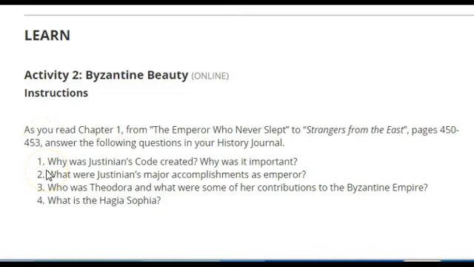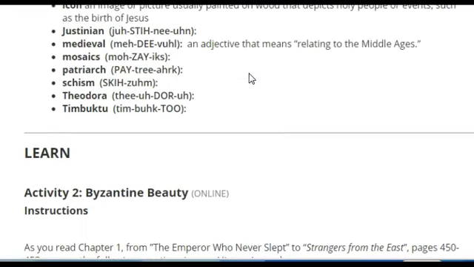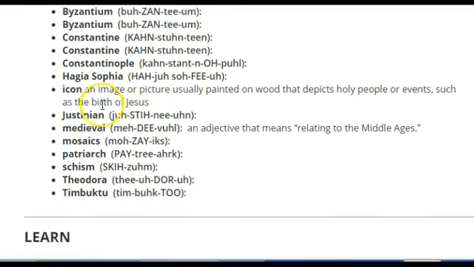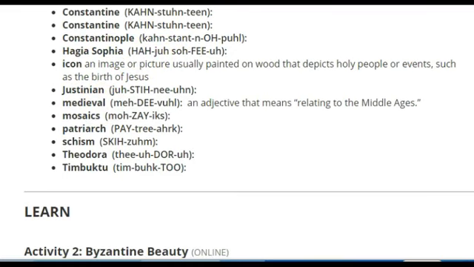This is where we're going to answer some of those objectives that we were talking about. Why was Justinian's code created, and why was it important? What were Justinian's major accomplishments as an emperor? Who was Theodora, and what were her contributions to the Byzantine Empire? And what is the Hagia Sophia? So make sure that you complete that reading as well. And actually that would be the Hagia Sophia. Hagia Sophia. All right.